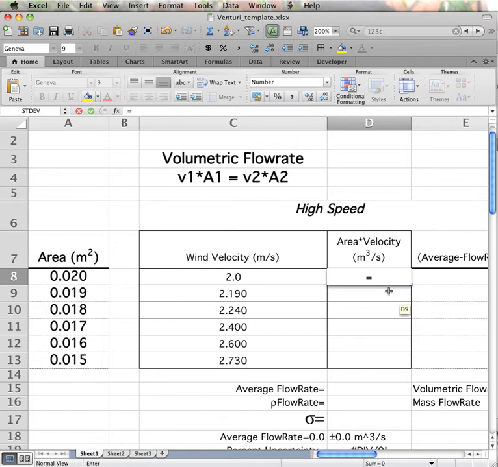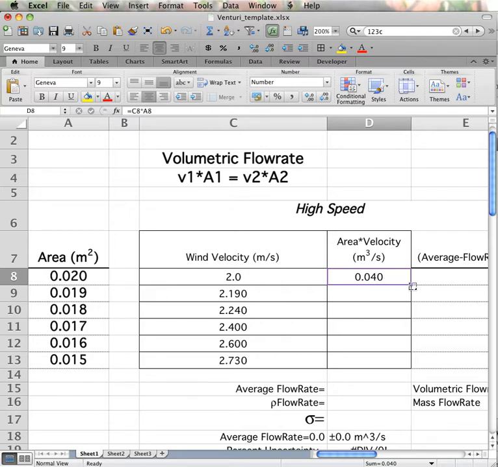So equals, we want to click on the wind velocity, and that types a reference for us, C8, and then use the asterisk for multiplication. And you can find that on the numeric keypad, on the right side of the keyboard. And we want to multiply that wind velocity by the area. That will give us the volumetric flow rate. When we hit return, it registers for us the volumetric flow rate.